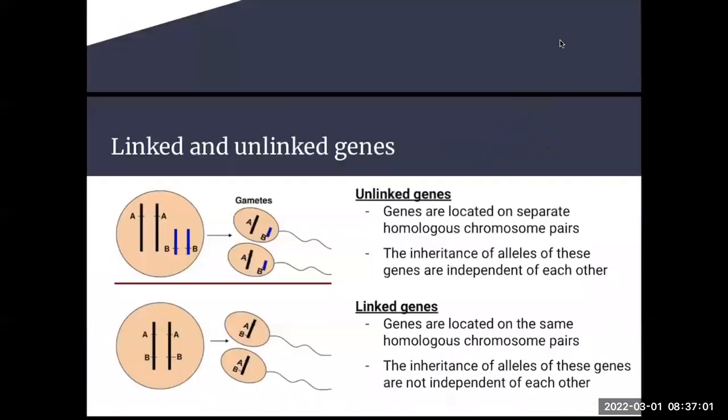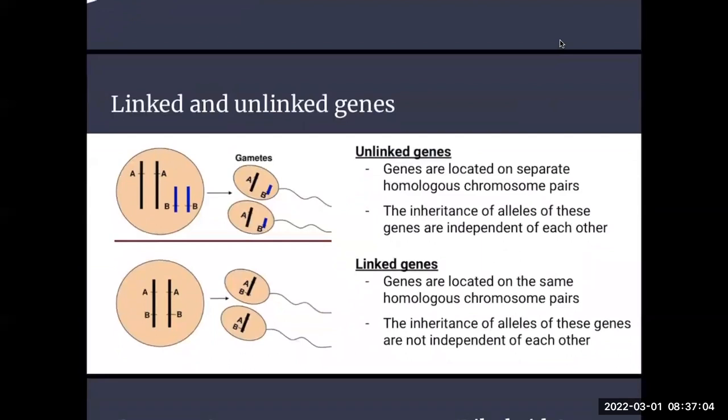So first up, what do linked and unlinked genes mean? If you have a look at the diagram right here, the top one shows you unlinked genes. Unlinked genes means that the genes, for example, gene A and gene B, sit on two different homologous pairs of chromosomes. This is a pair of chromosomes. This is another pair of chromosomes. Remember, in humans, we always have chromosomes in pairs. And the pair of chromosomes will always have the same gene in the same location.